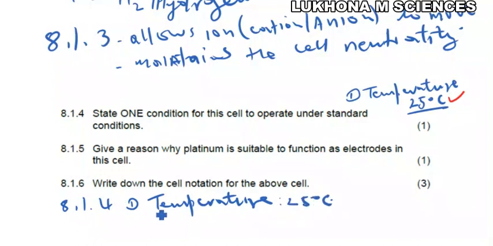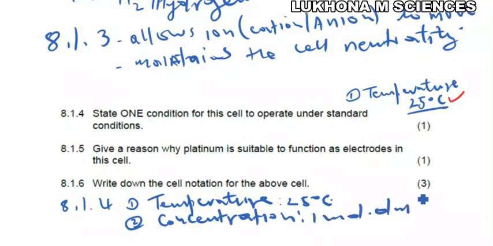Then number 2, you can say concentration, 1 mole per dm cube. Then number 3, since there is a gas here, hydrogen gas, number 3 will be the pressure, which is 1 atm. Okay, so let's go to another question.